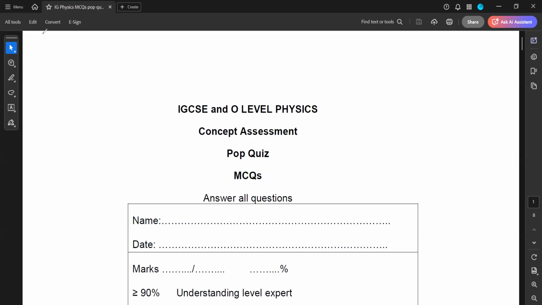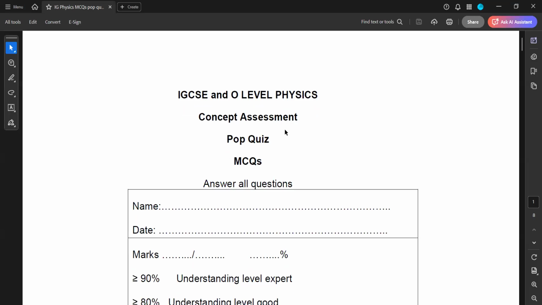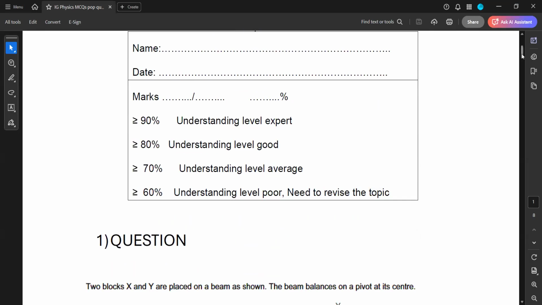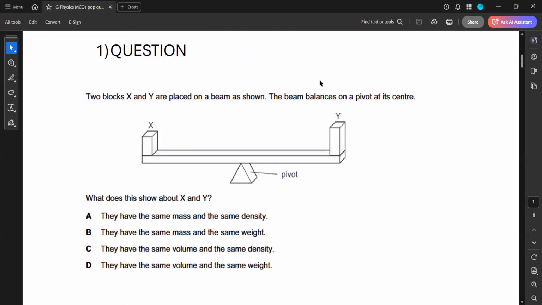Let's begin with the MCQs for quiz 9. If you have a doubt or a question, you can mention it. Otherwise, I'll just say the answer. So for question number 1, any doubt? The correct answer for this one is B.